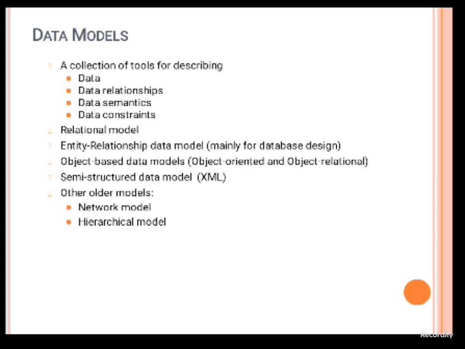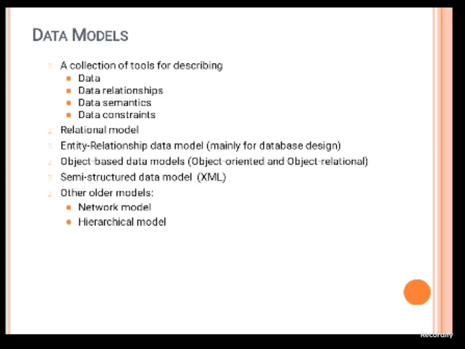To organize the data properly, database uses something called data models. A data model defines how the data is stored, how different pieces of data are related, and what rules should be followed. So data abstraction makes databases easy to use while hiding all the complicated internal details.